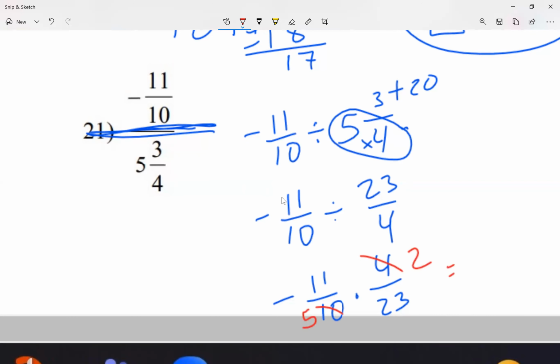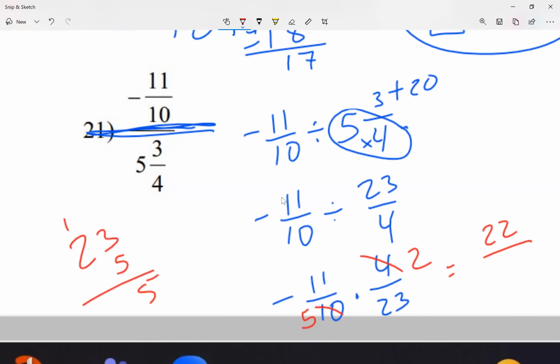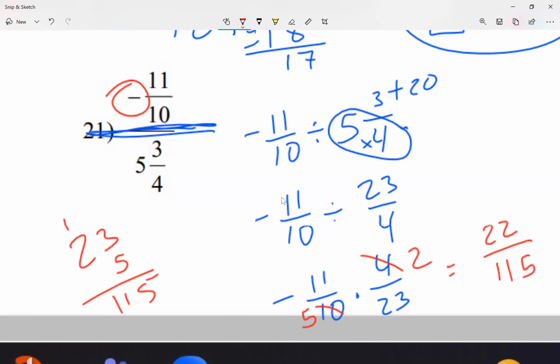On the top, 11 times 2 is 22. At the bottom, 5 times 23. Let me do this at the side. 23 times 5. See, 5 times 3 is 15. 5 times 2 is 10, plus 1 is 11. So 115. When it comes to signs, I have a negative divided by a positive. As a matter of fact, I'll even emphasize: a negative divided by positive, my answer is negative.